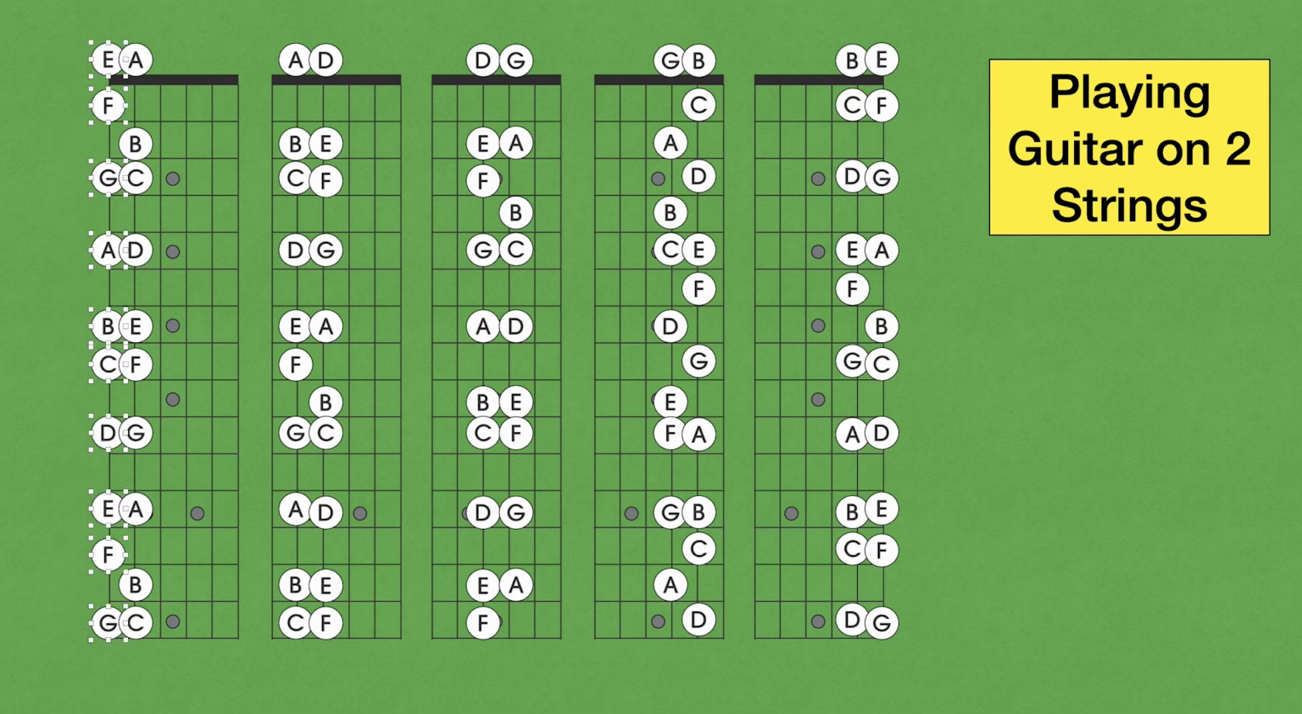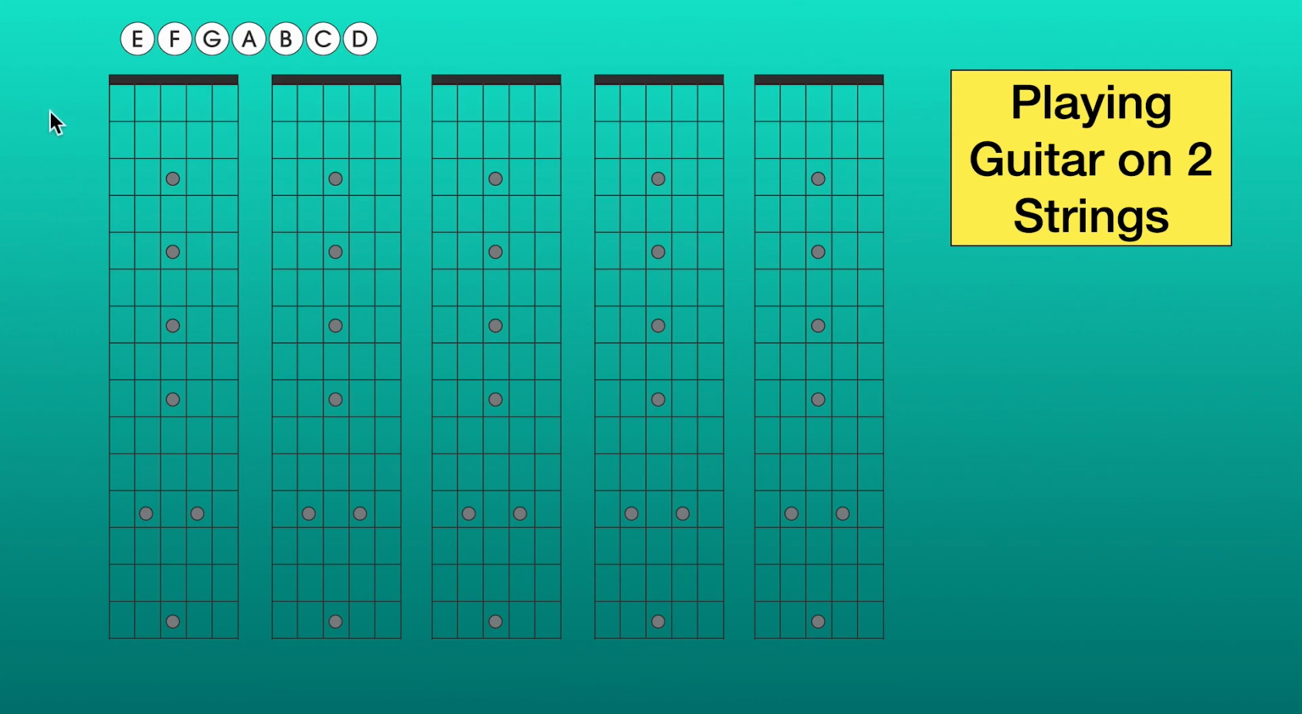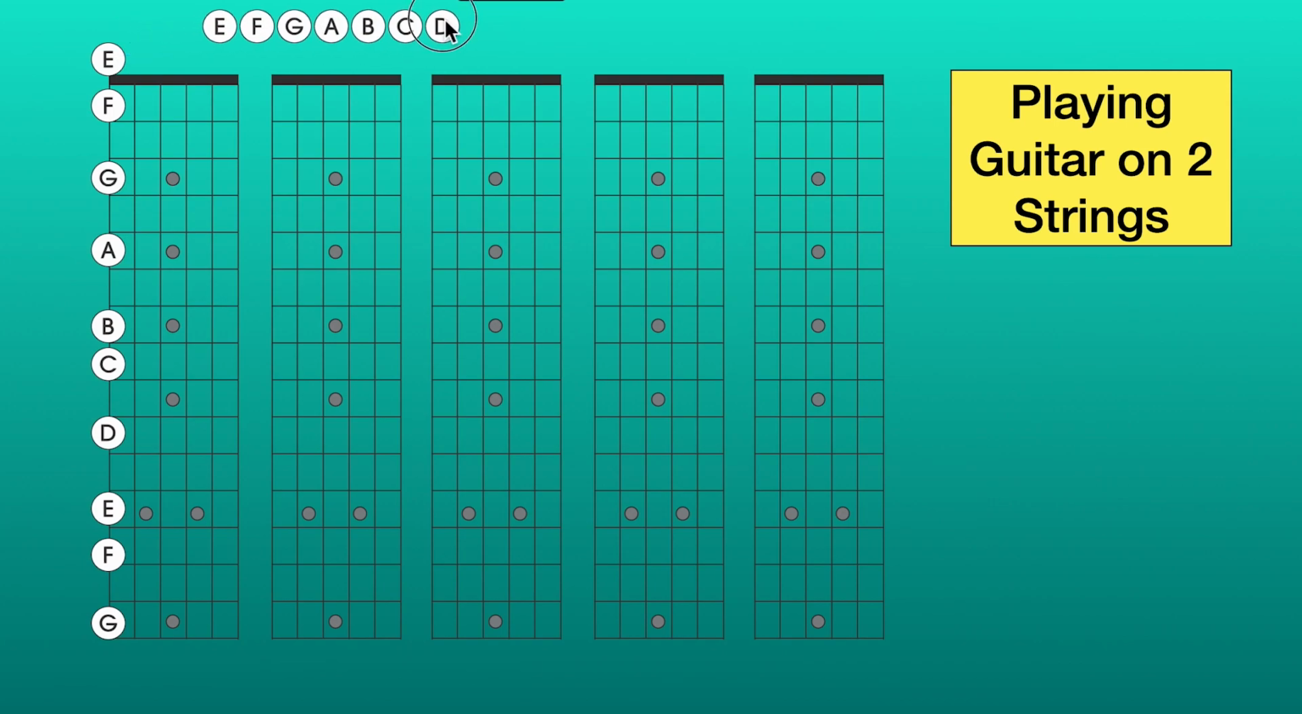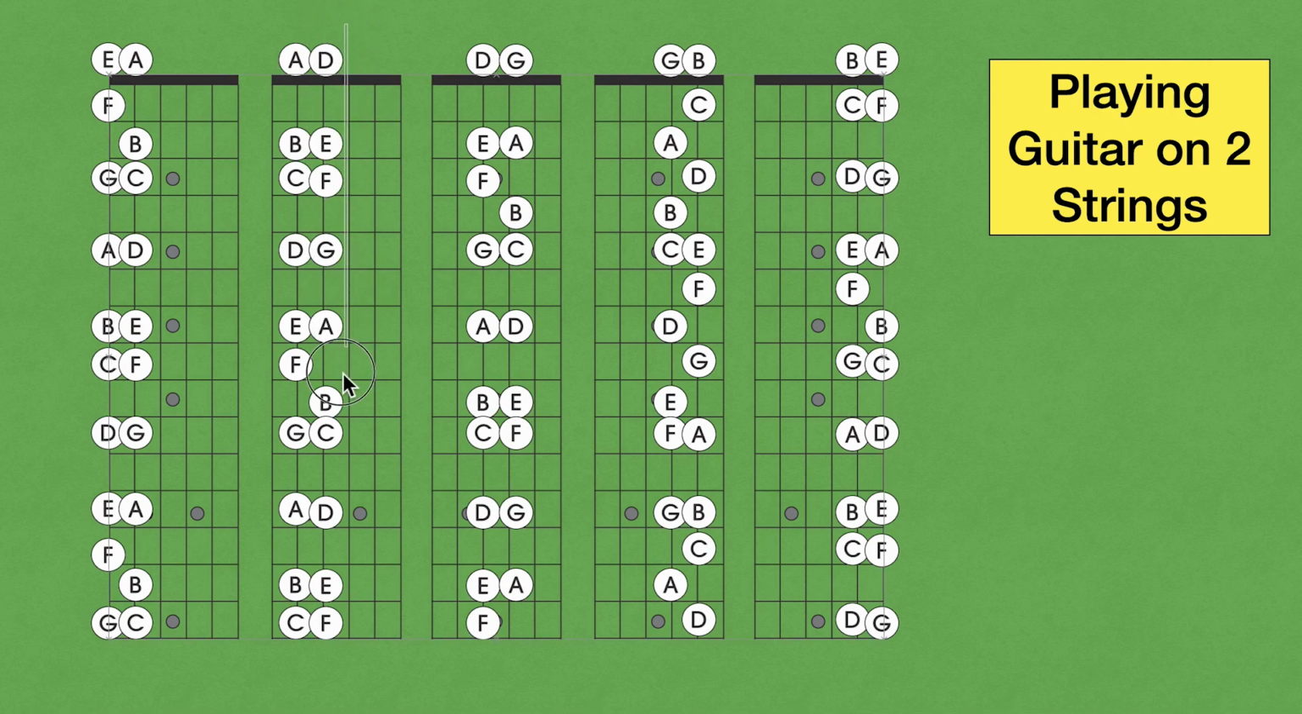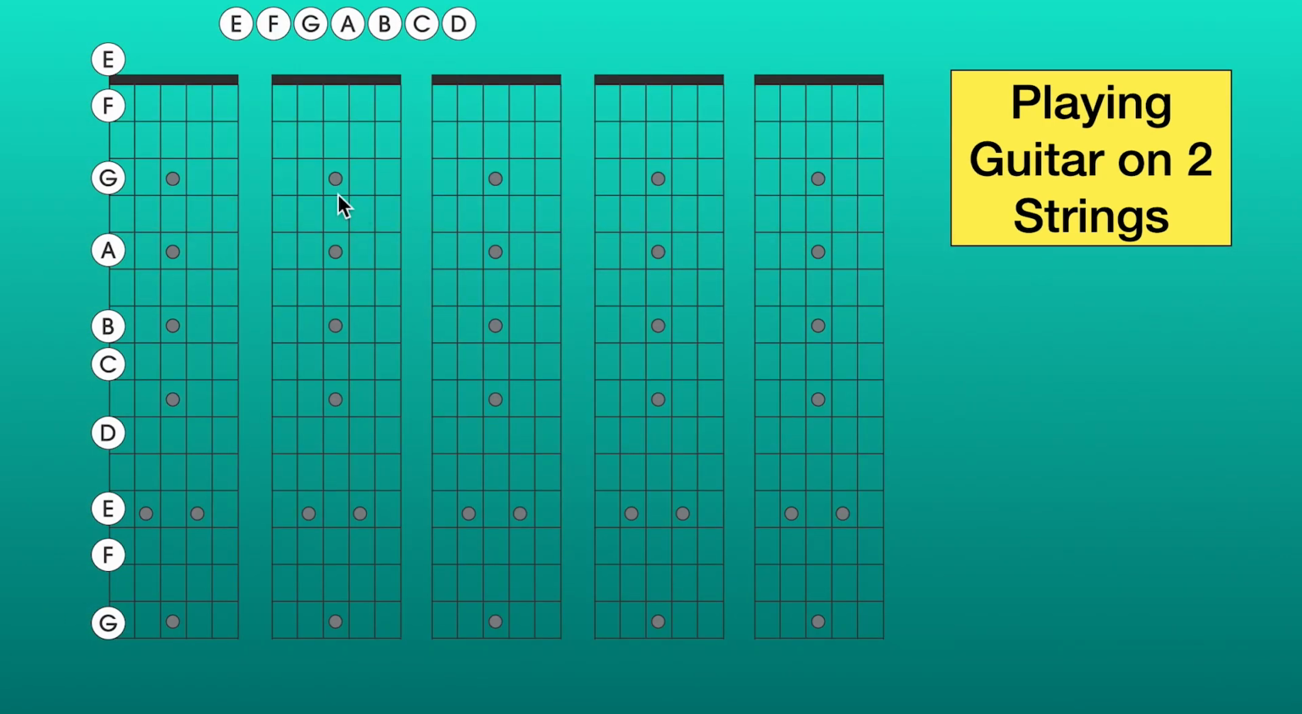But now we're going to go to a different page here and place these right here and start looking at what we have when we play notes in a non-adjacent fashion. We skip over a string here. So now we have the E and the D string.